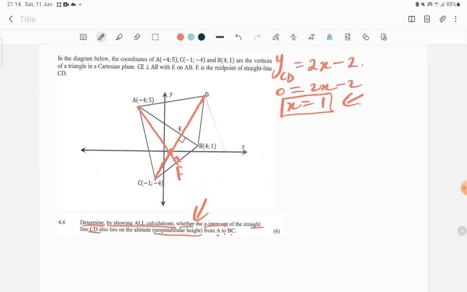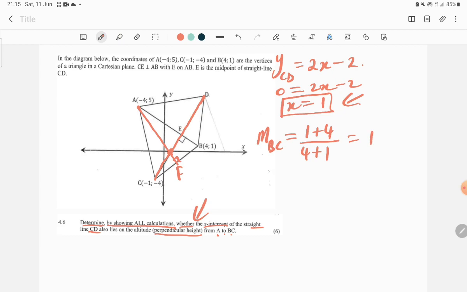Now we need to calculate the equation of this line AF. Unfortunately we haven't found the gradient of BC. We'll need the gradient of BC. The gradient of BC is given by 1 minus 4, which is -3 plus 4... then also 4 minus 1, which is just that. Therefore the gradient of BC is just 5 over 5, which is just 1.